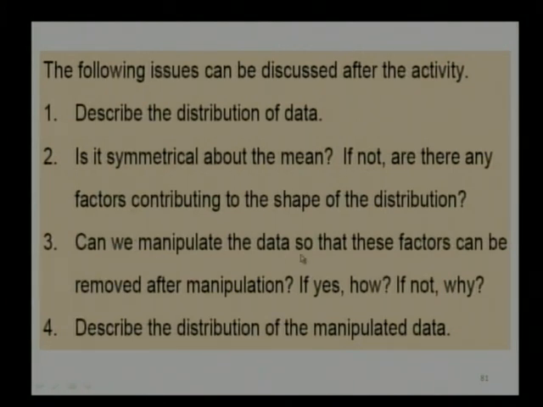And can we manipulate the data so that these factors can be removed? If your data is not following normal distribution, there will be some factor. So try to identify that factor and try to remove it, discuss how you can remove it, and describe the distribution again after the data is manipulated.